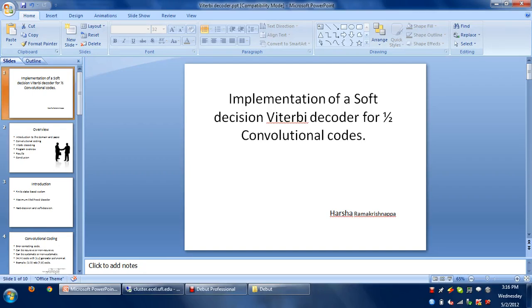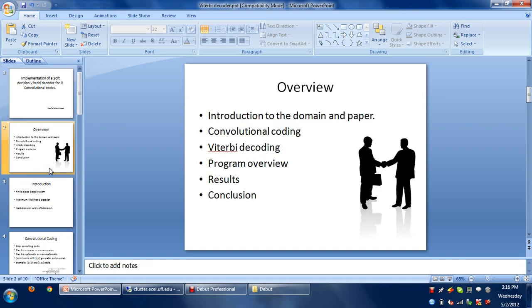A soft precision Viterbi decoder for 1 by 2 rate convolution codes. My name is Harsha. Going to the overview of this presentation, I will first give an introduction to the domain and about the paper that I have written, and then a detail about convolution coding and Viterbi decoder, followed by the program overview which I have written in MATLAB and a short section on results.